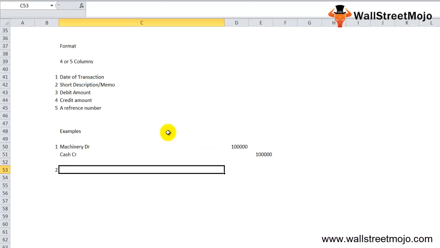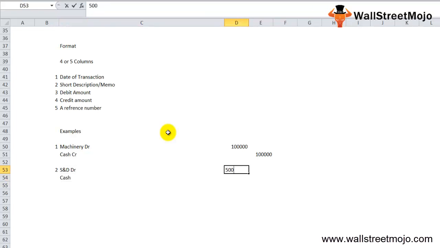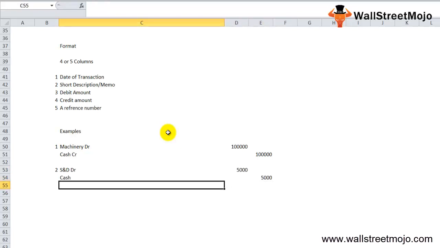Now let's say you incur some expenses, let's say selling and distribution expenses. Expense debit and income credit. Let's say you are paying this expense by cash and it is $5,000. So 5,000 debit over here and 5,000 cash is going as credit.